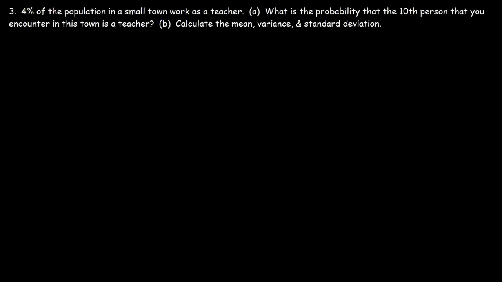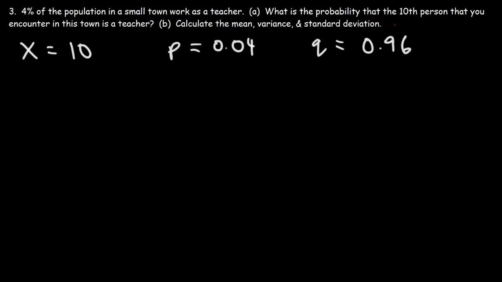4% of the population in a small town work as a teacher. What is the probability that the 10th person that you encounter in this town is a teacher? So let's identify the variables x, p, and q. 4% of the population are teachers, so P is 0.04. That means that 96% of the population are not teachers, so that's 0.96 for Q. Little x is going to be 10 since we want to get a successful event on a 10th trial.